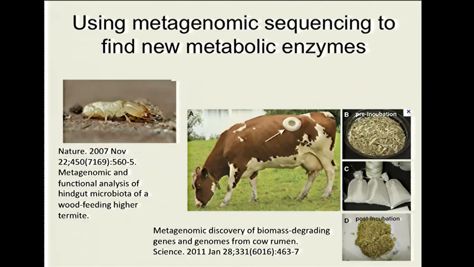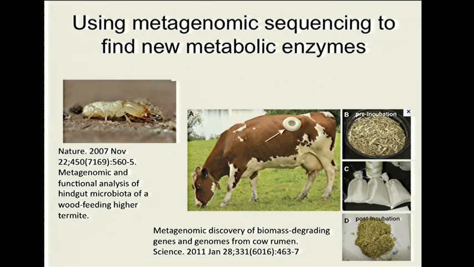Metagenomic data has been very useful in these types of experiments where you're looking for new metabolic enzymes, in terms of what are the new energy sources that the world could be harnessing. So the energy source that has been examined from a metagenomic perspective is the termite hindgut. So how does it take wood and turn that into energy?